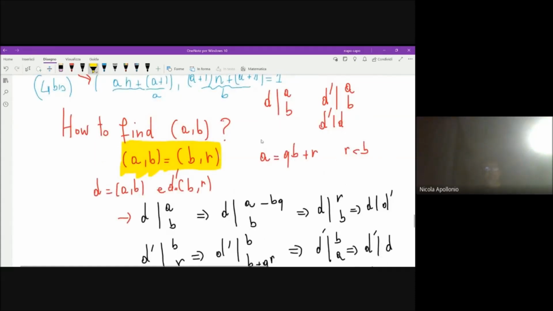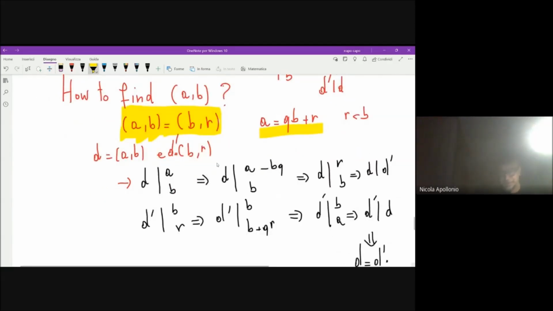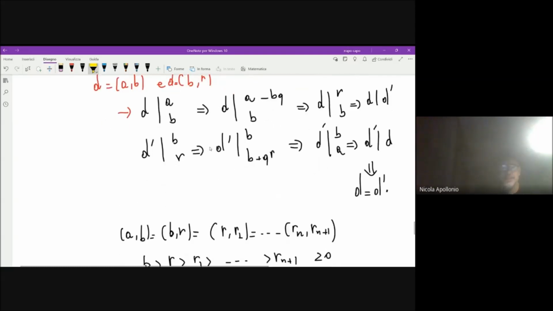The key property is that if D is a common divisor of A and B, then D is also a common divisor of B and a smaller number than B, R, where R is the remainder of the division of A by B. So the greatest common divisor of A and B is the same as the greatest common divisor of B and R, where R is the remainder of the division of A by B. Just a few words about this property: before proving it, let us discuss the algorithmic consequences of this fact.